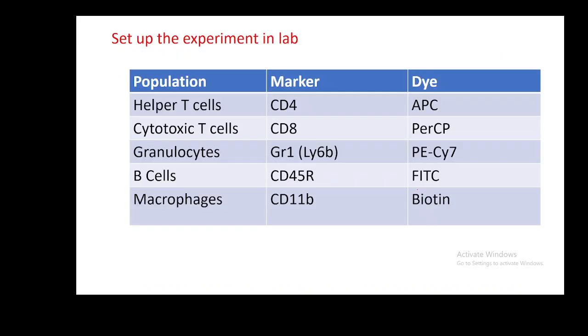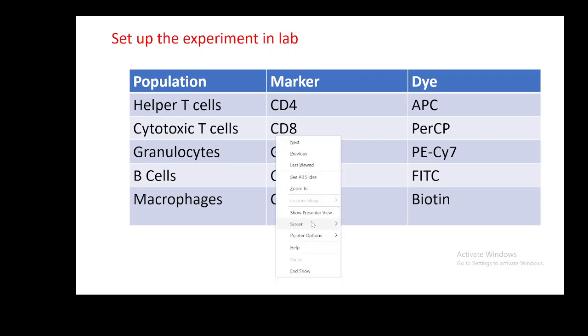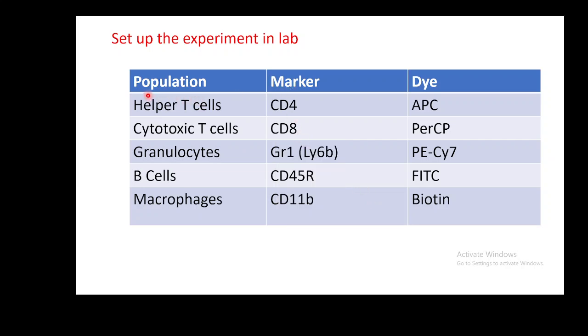For example, suppose you are performing an experiment in the lab on 4 mice, let's say, and you want to see the helper T cells. You have one mouse which is your control mouse and the other mice which have been treated with different drugs, and you want to see the expression of CD4, CD8, then granulocyte markers, CD45 for B cells, CD11b for macrophages, and these are labeled with this dye. Here you can see the macrophages. The marker of the macrophages is CD11b, which is labeled with biotin. So biotin is going to react with the streptavidin.